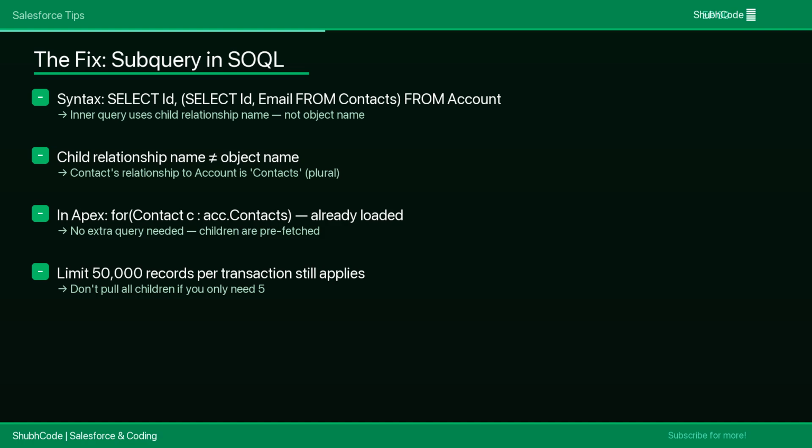Here's the syntax. In your outer SOQL query for accounts, you add an inner select inside parentheses for contacts. It looks like this: SELECT Id, Name, (SELECT Id, FirstName, Email FROM Contacts) FROM Account WHERE. That inner part is your subquery. Salesforce executes both as a single database call, one governor limit count, one round trip. When you iterate in Apex, you access the contacts through account.contacts. It's already populated as a list.